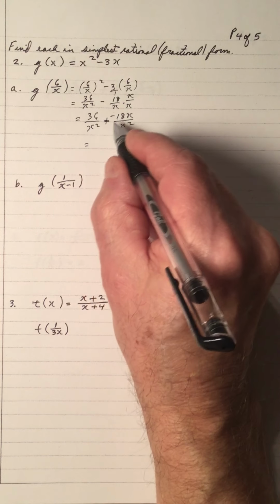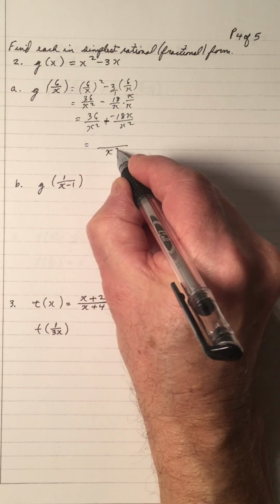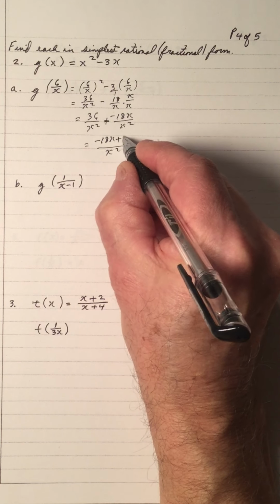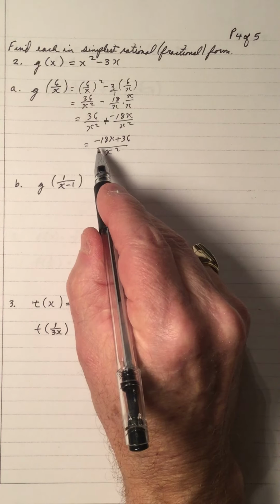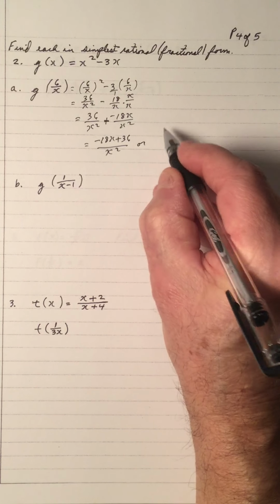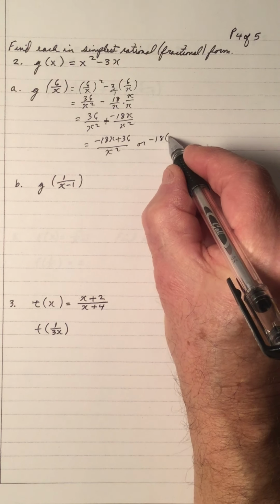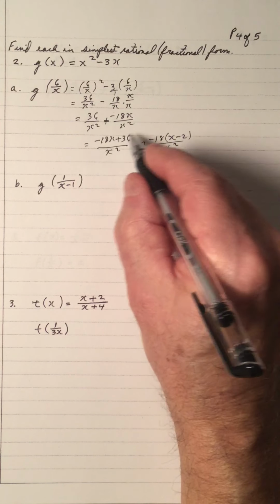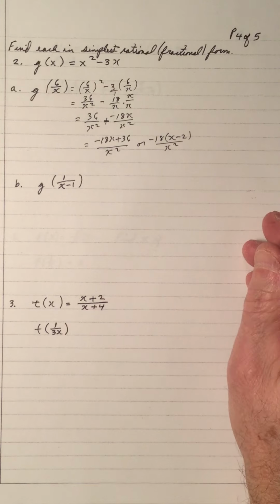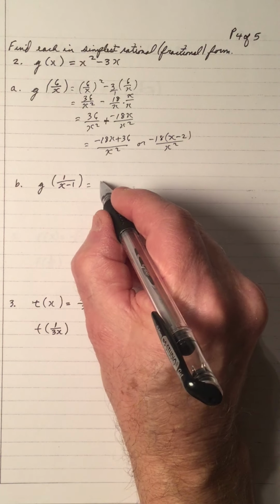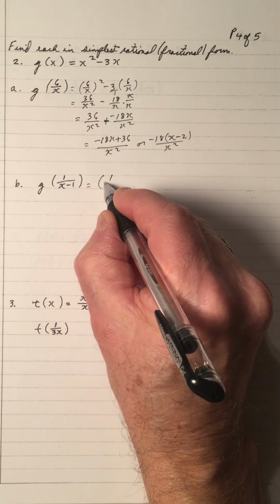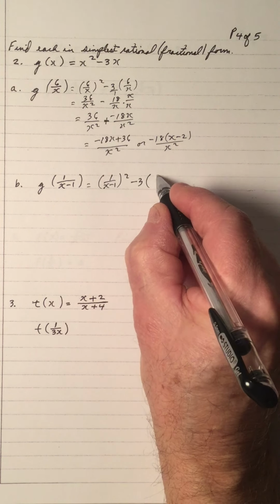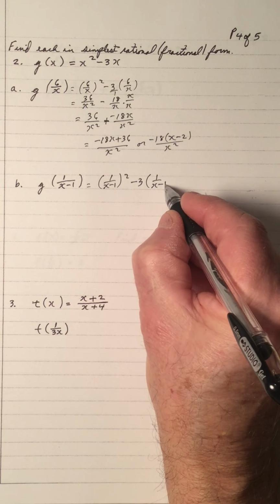So the common denominator is x squared, write it down, and add. So I get negative 18x plus 36. I could take out the negative 18, and that'll give me x minus 2, but it won't cancel. So that fraction there, or this one, is the correct answer. And again, we're going to sub in 1 over x minus 1 in the place of x, and then we're going to simplify it.